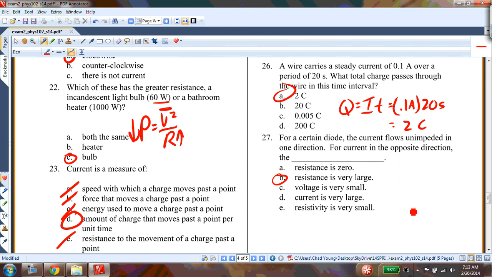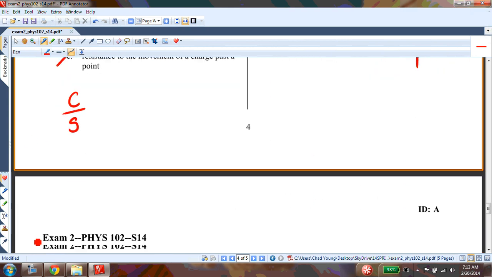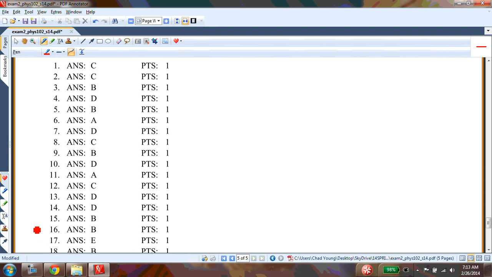And we did a plot here where we had plus I, minus I, and then the resistance. Resistance is very low for current in one direction, and then in the other direction it goes very high. So that's how a diode works, or that's what it does actually. Here's all the answers.